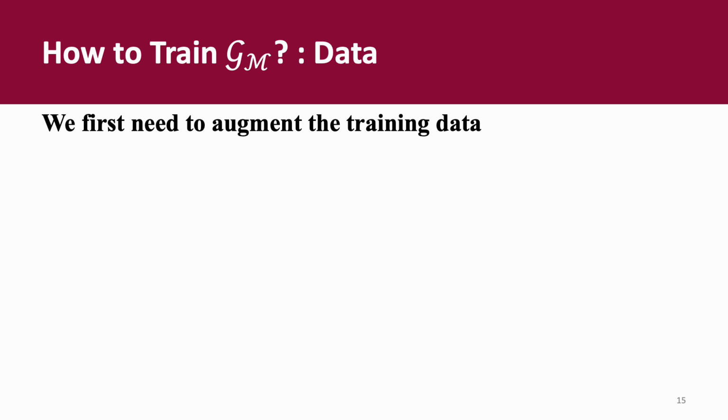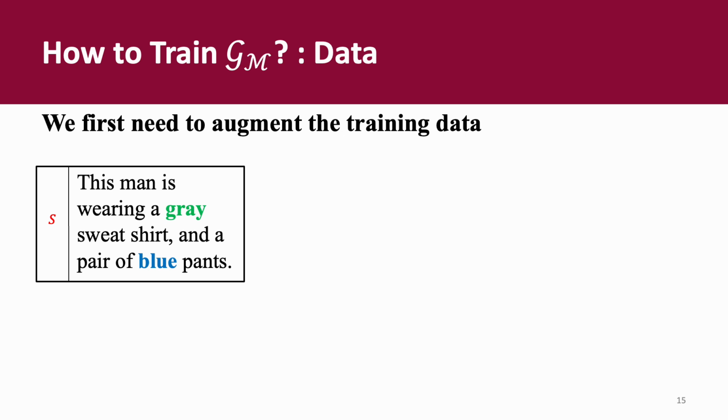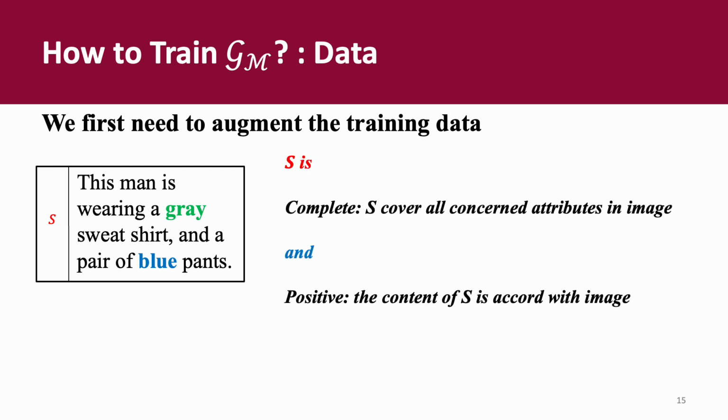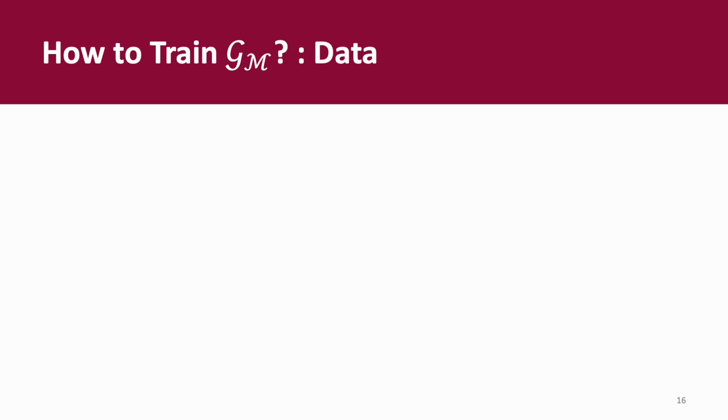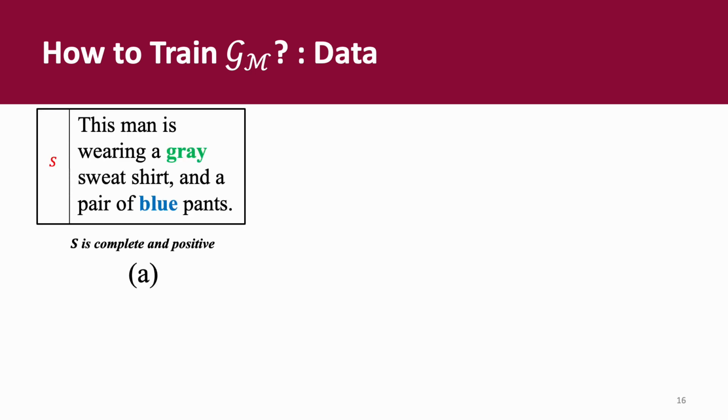The core problem is how to train the manipulation path GM. First, we need to divide the text input into different categories. The training data in common datasets normally cover all concerned attributes in the image, and the content of the text is often accordant with the input image. Such text is called complete and positive. However, users prefer incomplete and negative text. So we need to do augmentation for text during the training.